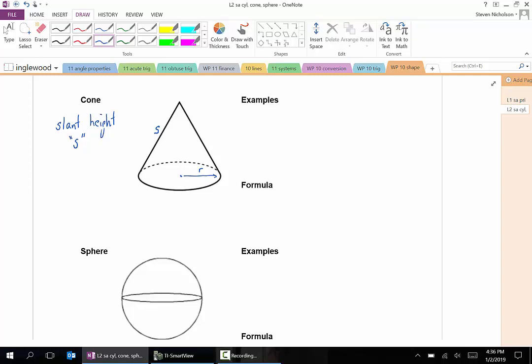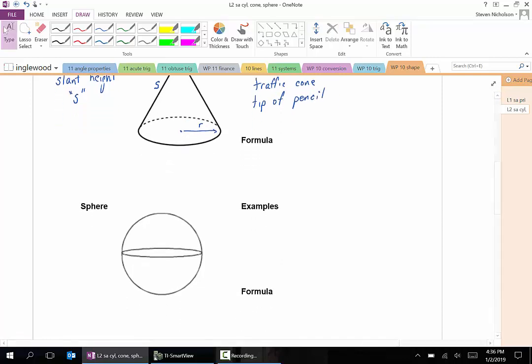So if you think of examples of cones, I think the first thing that pops into most people's minds is an ice cream cone. But also we could have a traffic cone, and maybe the tip of your pencil is cone shaped.